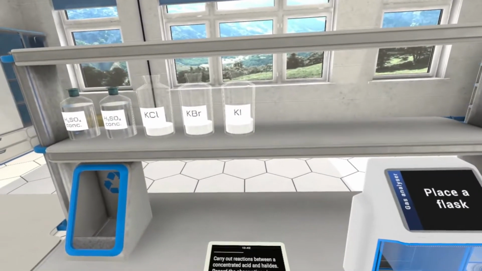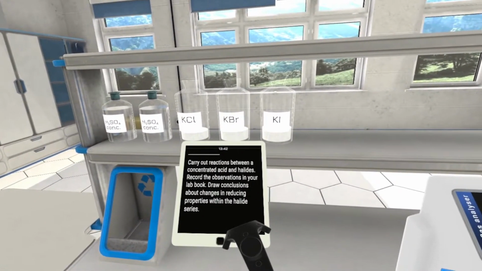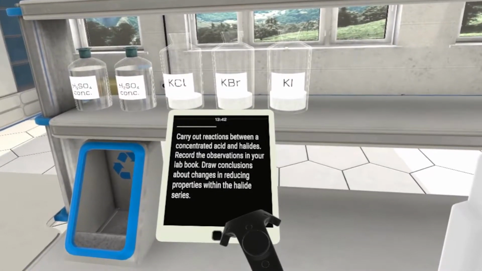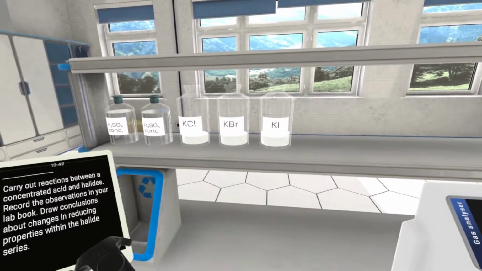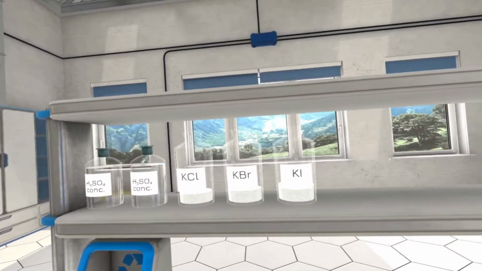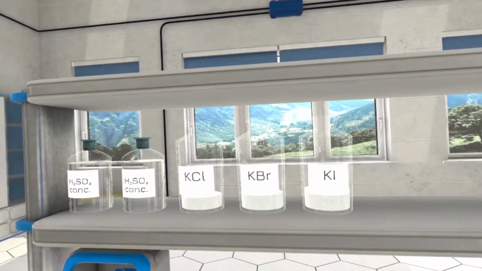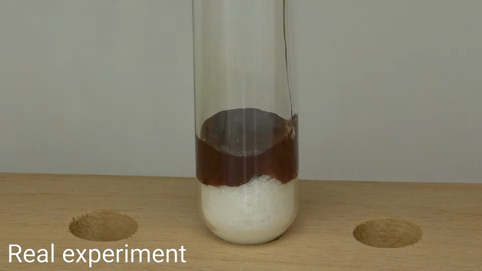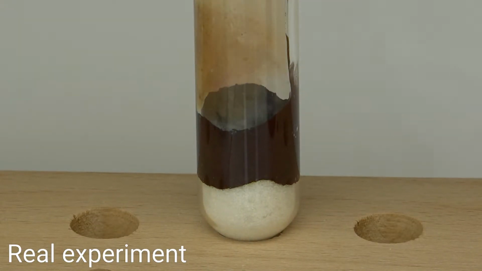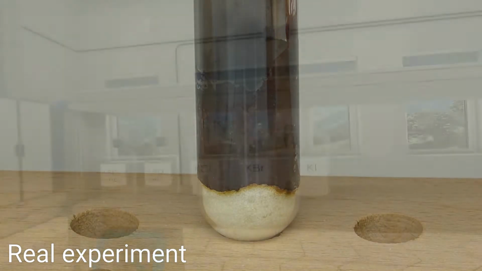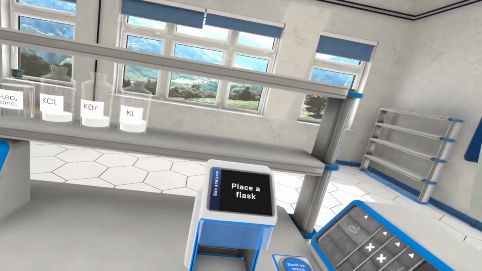To compare the reducing properties of halides, we will be adding concentrated sulfuric acid to different solid halides. For this, we need solid salts, potassium chloride, bromide and iodide, as well as concentrated sulfuric acid. It should be noted that this experiment is rarely carried out in class, since it's dangerous to work with concentrated sulfuric acid, and the gases released during the reaction are toxic. There is no danger of poisoning in the virtual laboratory.